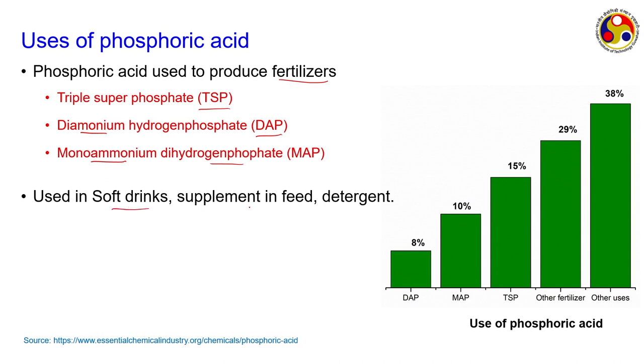It is also used in soft drinks, as a supplement in feed, and in detergent, because it helps with resistance to water. That is why it is used in soft drinks, feed supplements and detergent. Where are these uses? You see the fertilizer DAP is around 8%, then MAP, TSP, other fertilizers, and there are other uses also, which I have noted down here: soft drinks, feed supplement and detergent. If you add up the primary ones, almost 29 plus 15, 44, I would say almost 60% is in the fertilizer sector.